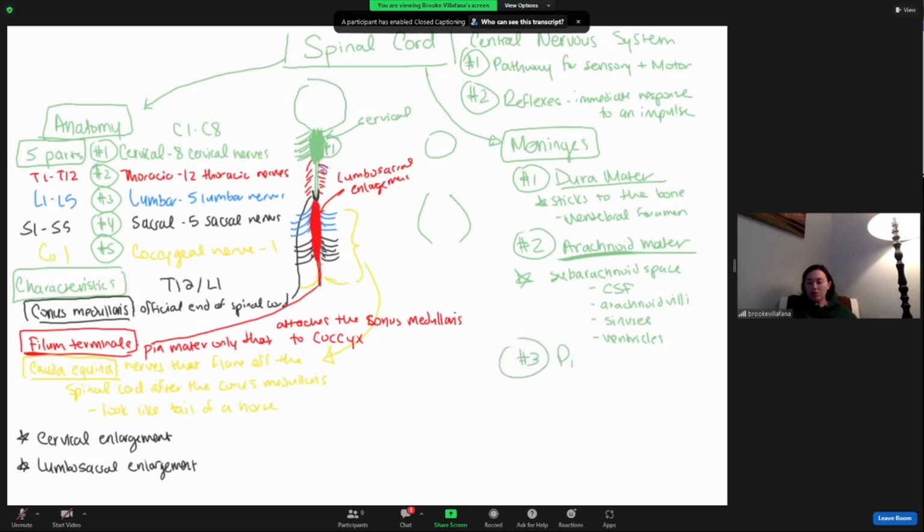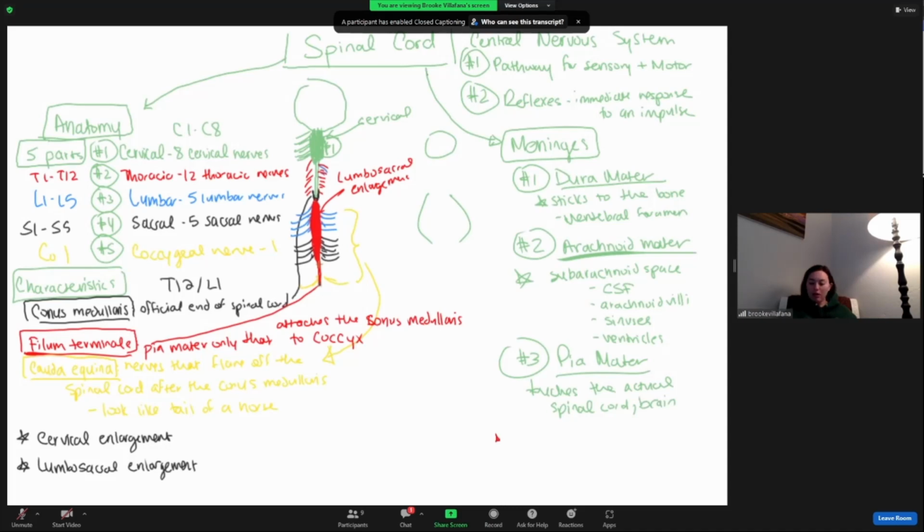The last or the deepest layer is pia mater. This one touches the actual spinal cord or the actual brain, right? So in the spinal cord, it's going to be touching white matter. In the brain, it'll be touching gray matter, but that really doesn't matter. What you need to know is that it touches the actual brain or the spinal cord.